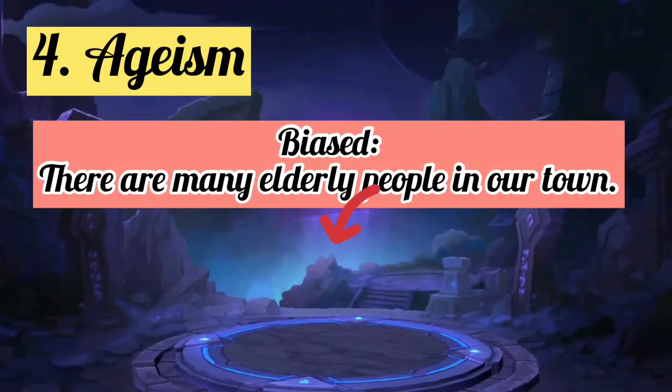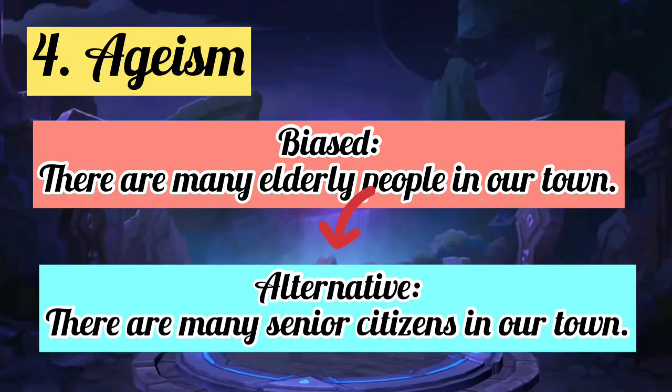Example, here is a bias statement: "There are many elderly people in our town." Now, how to change the words "elderly people"? What could be the alternative? We can use, "There are many senior citizens in our town."